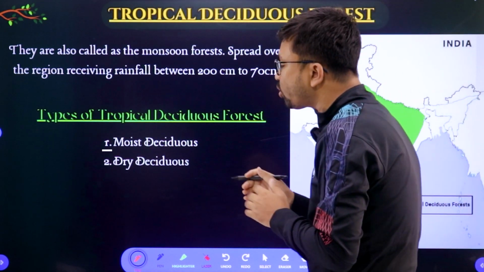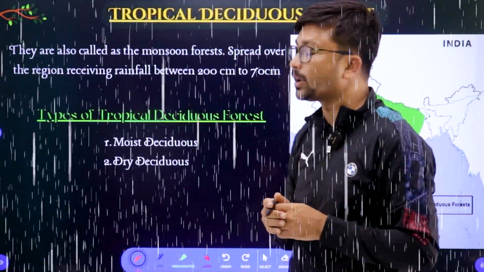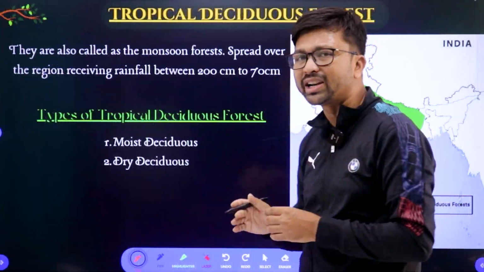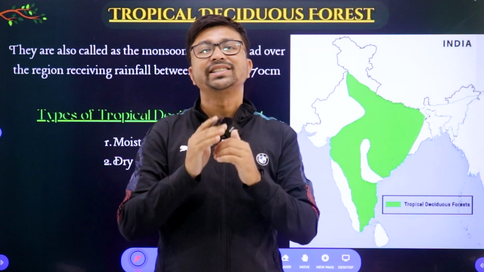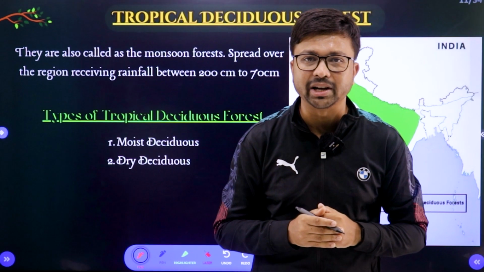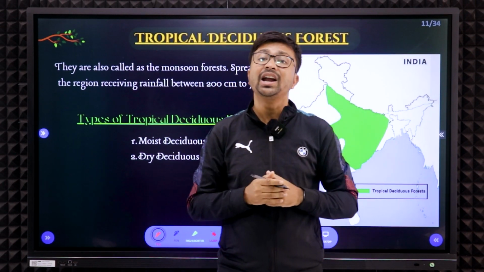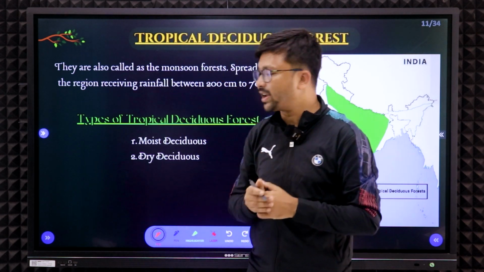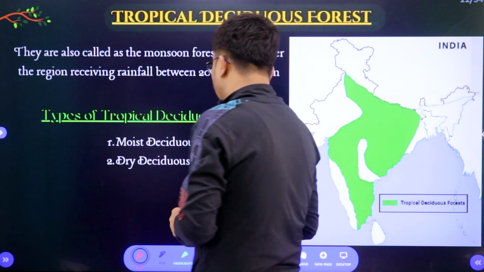So for moist deciduous, the rainfall required is between 100 to 200 centimeters. And for dry deciduous, the rainfall required is between 70 to 100 centimeters. So as per the rainfall distribution pattern, the tropical deciduous forest also varies. So these are the two subdivisions of tropical deciduous forest.